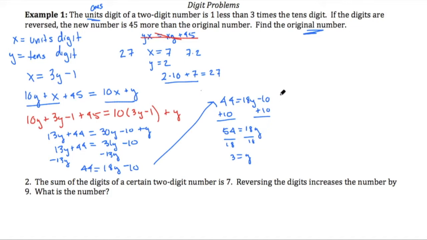So we can go back to either of our equations to find the x value. We've got one that's already solved for x, so that's probably our best place. So x is equal to 3 times 3 minus 1. So x is equal to 9 minus 1, or x is equal to 8.